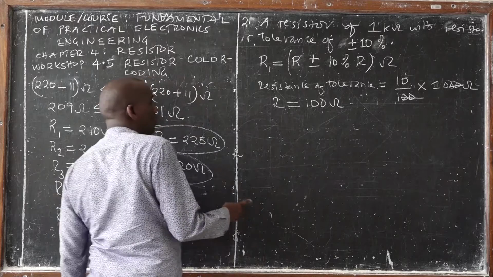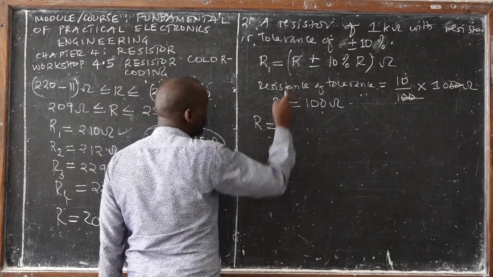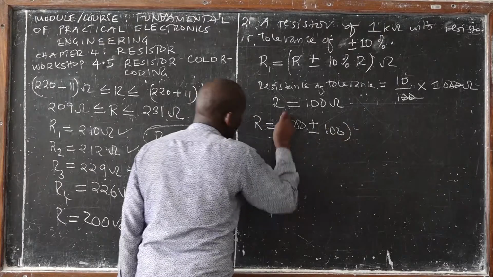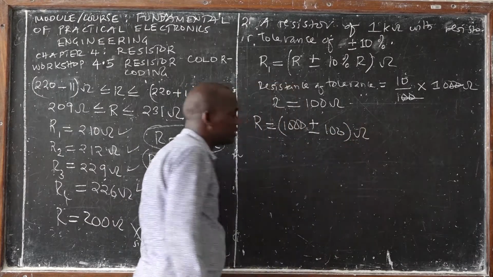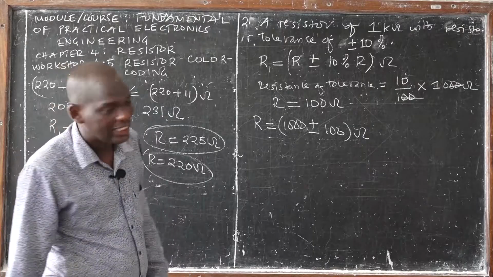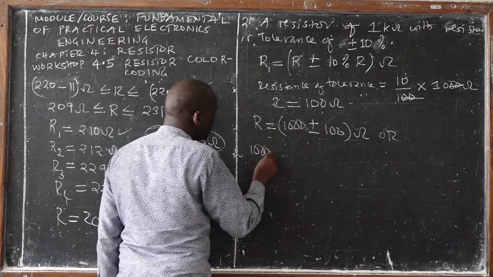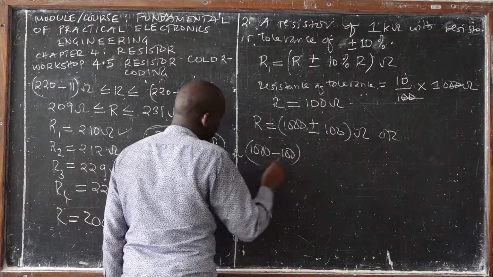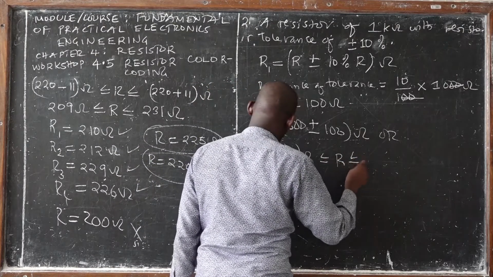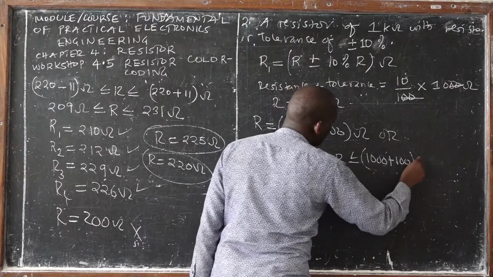How can we write? Look, stop writing. So the resistance of this resistor we can write as R is 1,000 ohm plus or minus 100 ohm. It means that the tolerable error of this resistor is 100 ohm. Are we together? Or in other words, we can also write this as 1,000 minus 100 ohm is less than or equal to R, less than or equal to 1,000 plus 100 ohm.